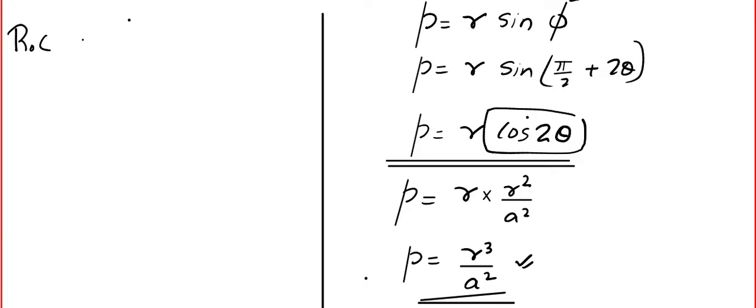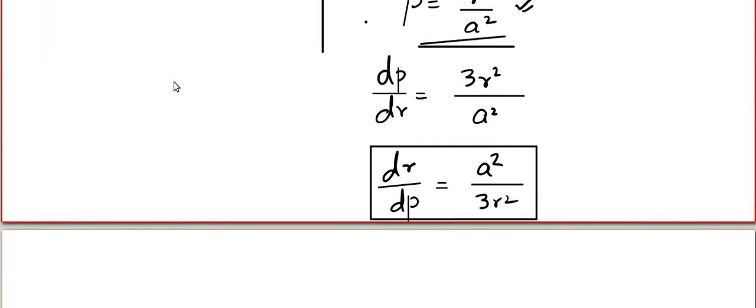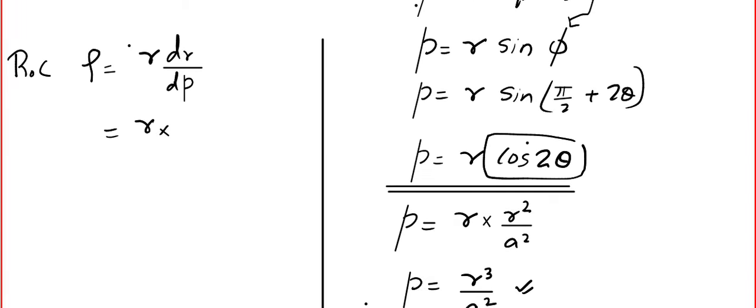Okay, tell me what is the formula for rho? It is r dr by dp, and that will be r into, what is the value of dr by dp? a square by 3r square. So we end up with a square by 3r. That's it. Now suppose you want the chord of curvature through the pole. I am writing only COC. Don't write like this in your exam. Write very clearly chord of curvature through the pole.